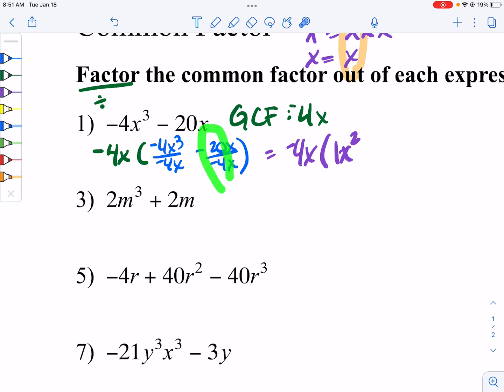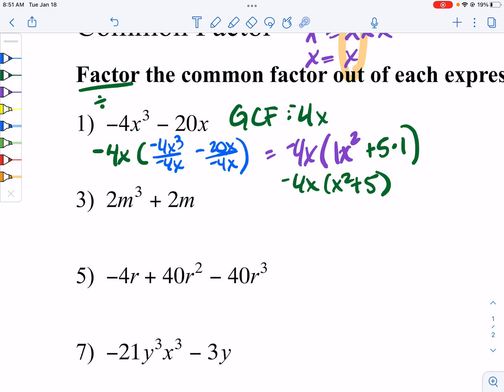So then here we're going to do negative 20 divided by negative 4, which is a positive 5. And then x divided by x is a 1. So 5 times 1 is really 5. Okay? So that 1 doesn't impact what's happening to it. So then our final answer is really negative 4x times x squared plus 5.